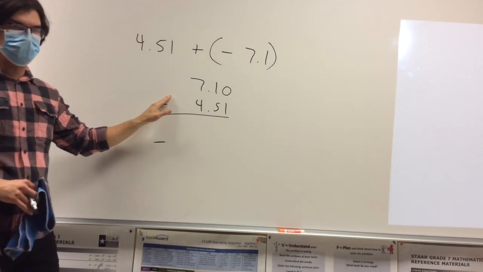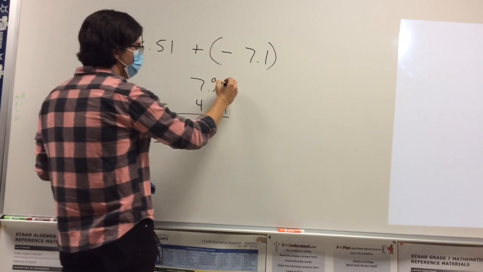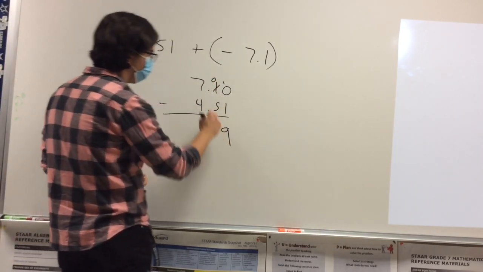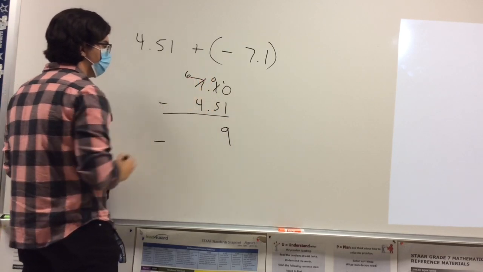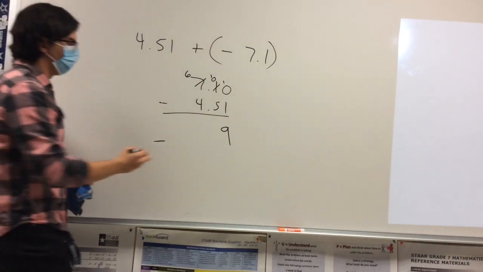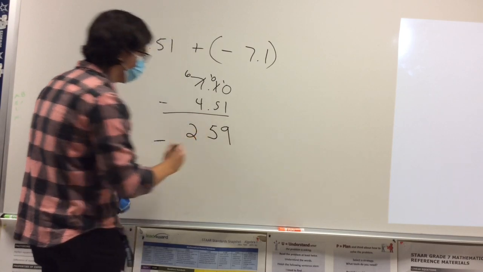Does that make sense? Okay, I'm going to borrow from the 1 here. That's a 0. This becomes a 10. 10 minus 1 is 9. Cannot take away 5 from 0, so I'm going to borrow from the 7. This becomes a 6. This becomes a 10. 10 minus 5 is 5. 6 minus 4 is 2.